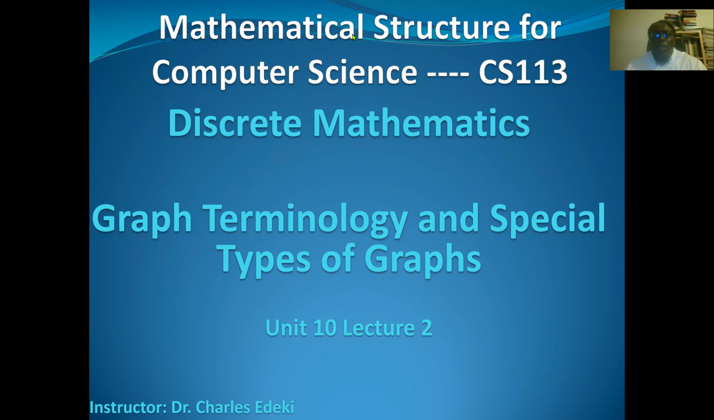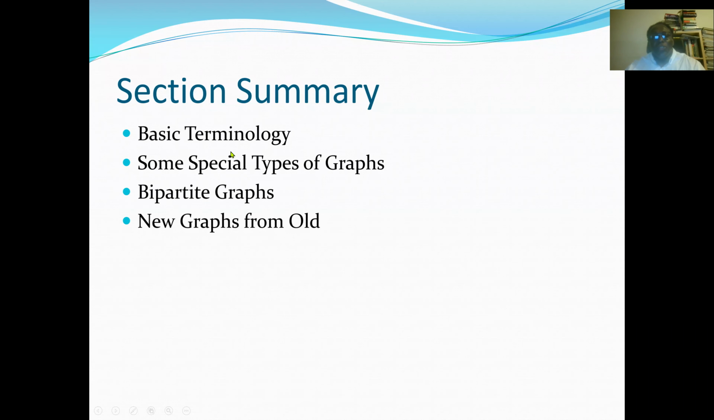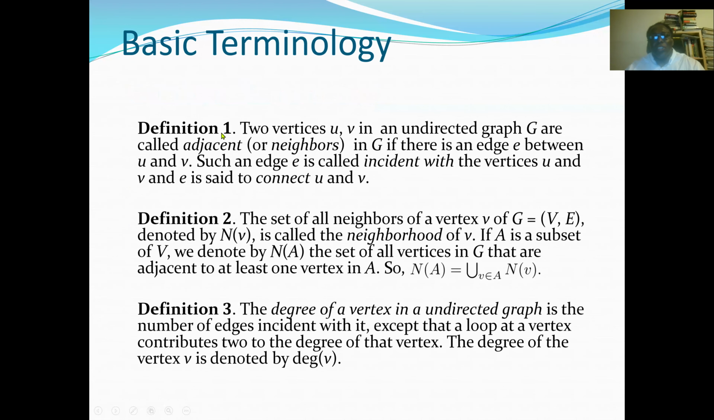Again, welcome to Mathematical Structure for Computer Science, that's CS 113, Discrete Mathematics. In these lectures, we will continue with our graph theory. Here we shall go through the basic concept of graph and also the graph terminology. We shall discuss special types of graphs and also bipartite graphs, and also how to create a new graph from an old one. So we start with our first definition, definition one, which has two terminologies.